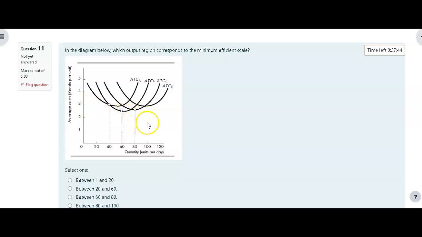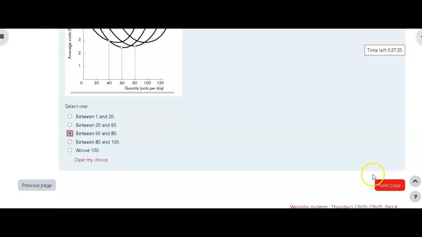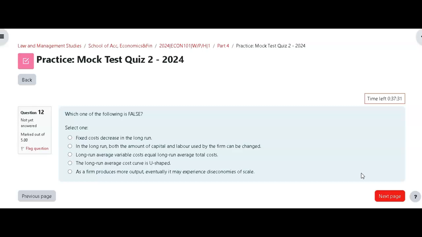So which is the lowest point range from here? It's from 60 to 80. 60 to 80, this is the lowest you can get in the graph. So straight away, I'm just going to put 60 to 80. No hassle. Which of the following is false?